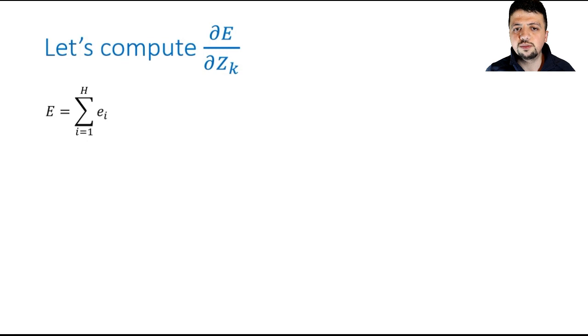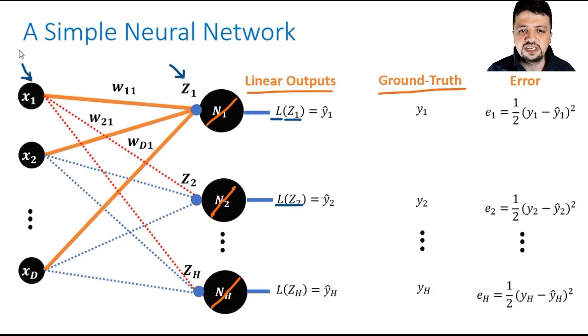We want to compute the partial derivative of the error with respect to the pre-activations. Remember these pre-activations, z1, z2, zh, whichever. I want to show you how you can derive that. So I want to go from the error all the way to the pre-activation and transfer those gradients.